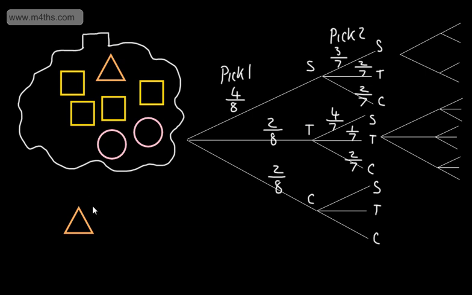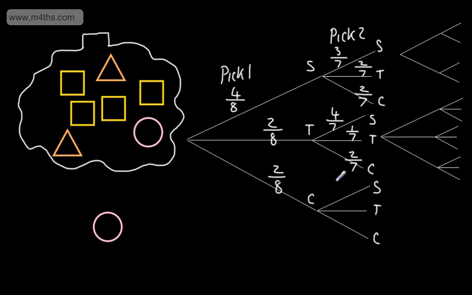If instead on the first pick I didn't choose the triangle, I chose a circle, we can see on the second pick the probabilities have changed. So they're no longer what they were if these were independent events. They would be independent events if I put the circle back in. But as soon as I take it out, we have conditional probabilities.